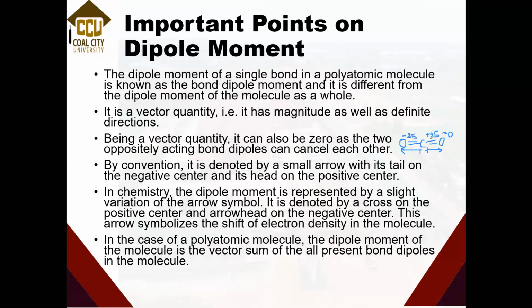By convention, it is denoted by a small arrow with its tail on the negative center and its head on the positive center. In chemistry, the dipole moment is represented by a slight variation of the arrow symbol. It is denoted by a cross on the positive center. So in chemistry, this is how we represent it. The carbon will have the partially positive charge, while the oxygen will have the partially negative charge.